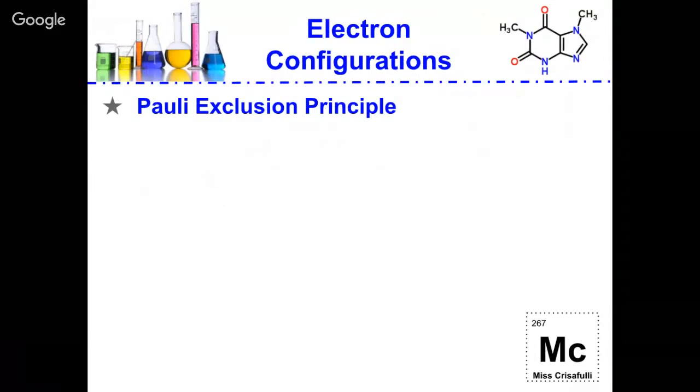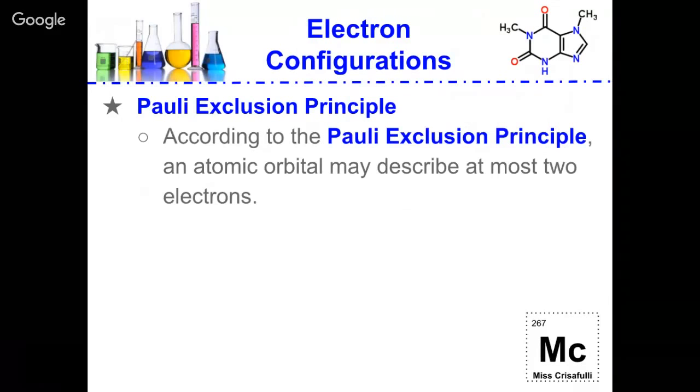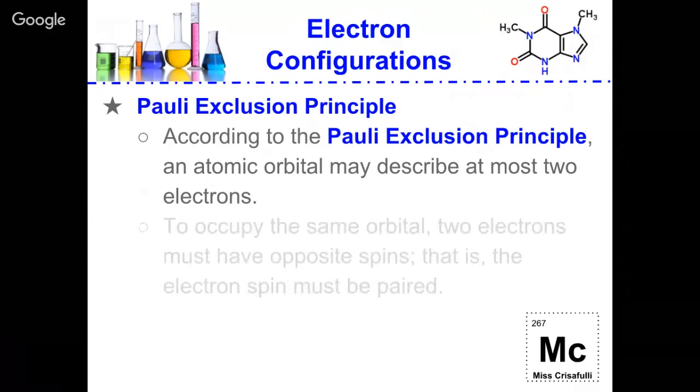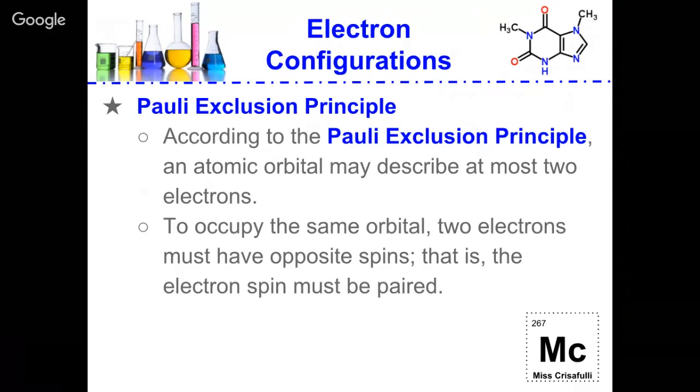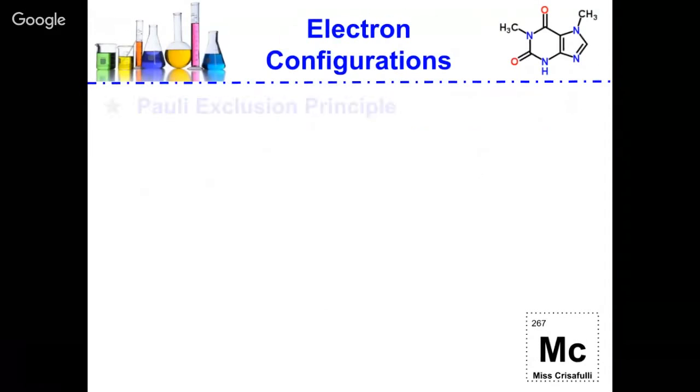Now let's talk about the Pauli exclusion principle. According to the Pauli exclusion principle, an atomic orbital may describe at most 2 electrons. So we know that electrons are negative, so to occupy the same orbital, the electrons must have opposite spins. So what does that mean?